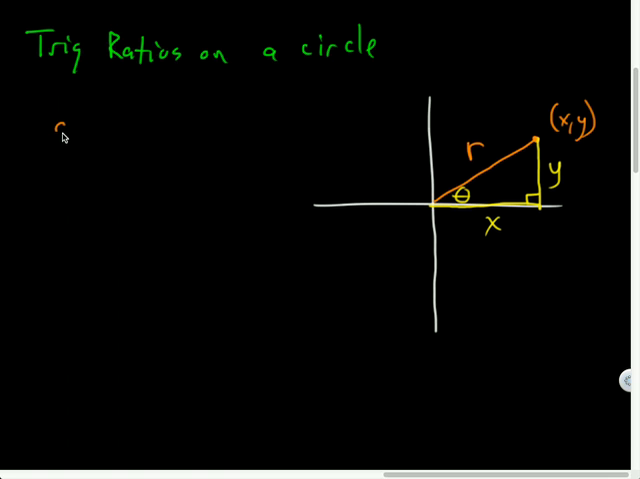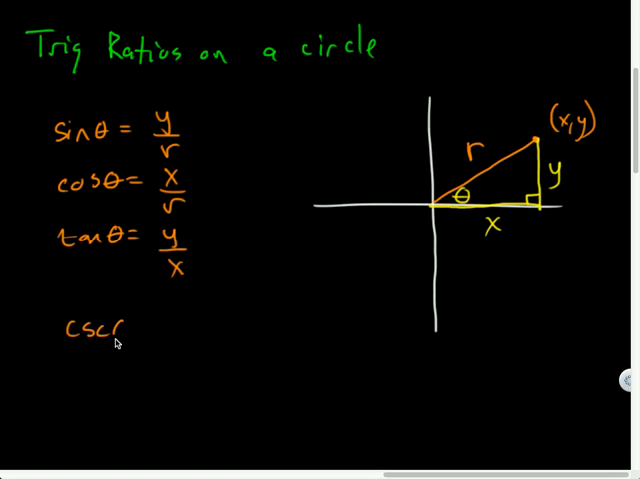So sine of theta, cosine of theta, tangent of theta. Well, what ratio would sine of theta equal here? Y over r, because it's opposite over hypotenuse. Cosine would be the ratio of what to what? X over r. Tangent would be y over x.